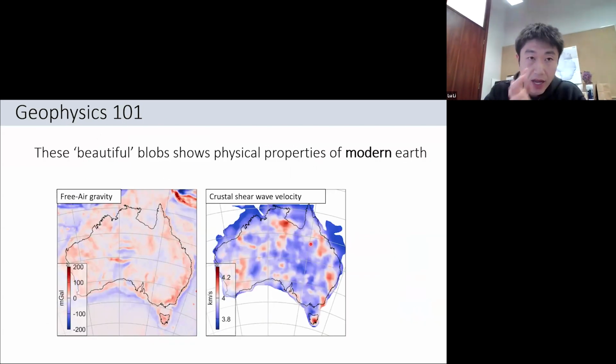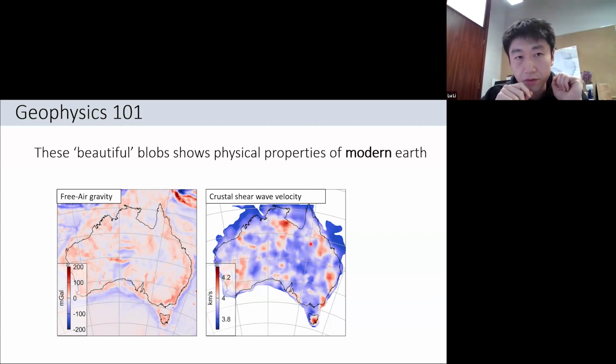On the other hand, we have geophysics, which generates these beautiful red-blue blobs, which are a combination of different physical properties. For example, the mantle shear velocity. Basically, it tells us some information about the temperature and the chemical composition in the modern day Earth. So keep in mind that we have different physical properties, but we show them in modern day conditions.